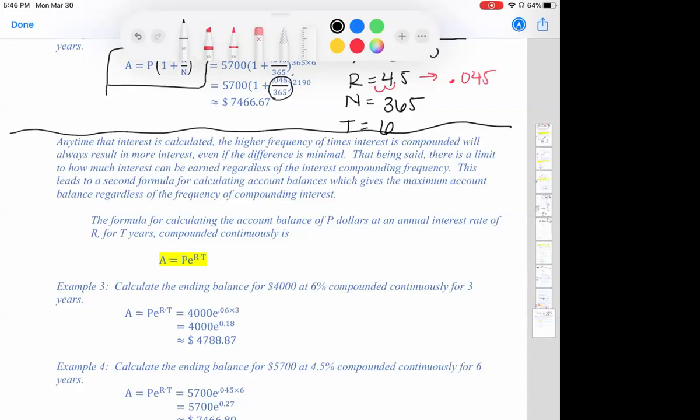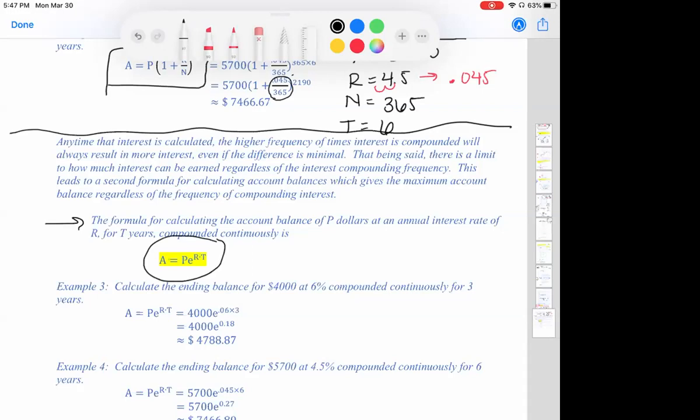This leads to a second formula for calculating account balances, which gives you a maximum balance regardless of the compounding frequency. So what it's saying is, even though we can compound more times within a year, there's a limit to how much I can stretch that value, right? And that limit, the highest one we could get, is compounding continuously. So here's our formula. The formula for calculating the balance of P dollars at an annual interest rate of R for T years, compounded continuously, is A equals P e to the RT.